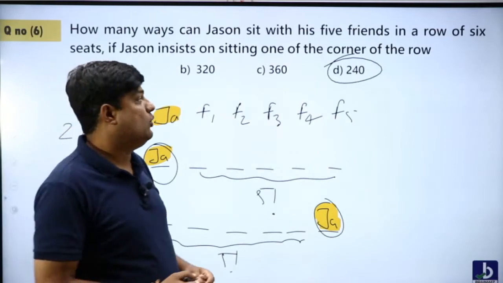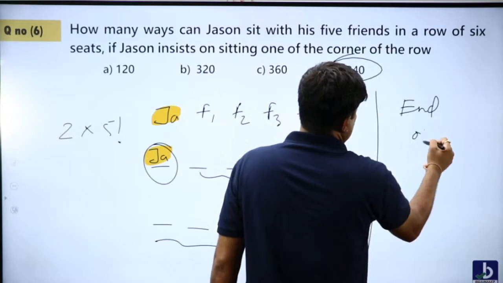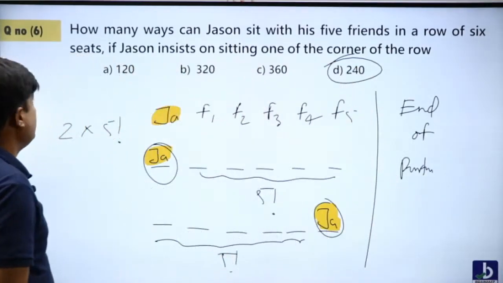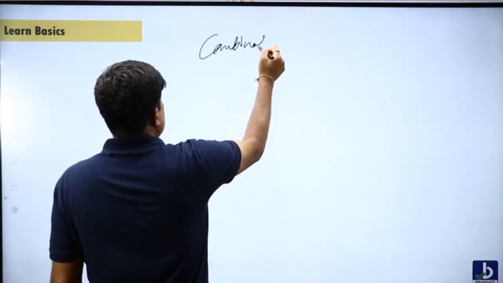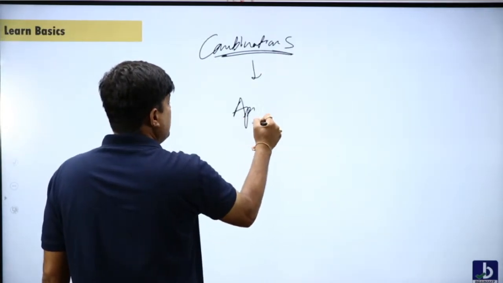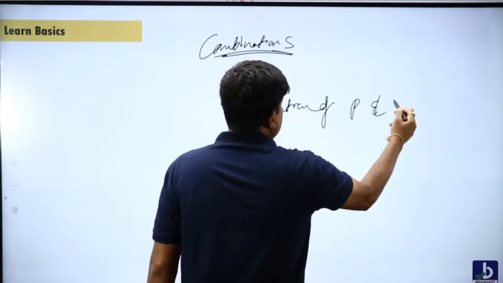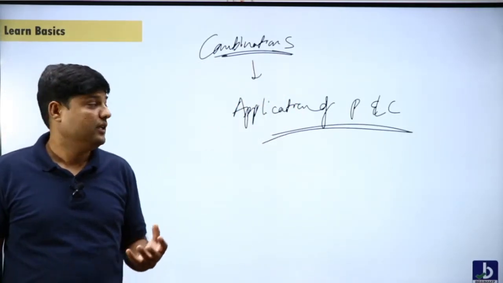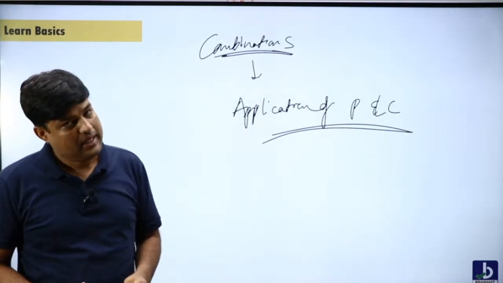Now, this is the end of permutation as of now. Yesterday we have done this. Tomorrow we will continue with the next concept called combinations. Along with that, we will do one more topic called application of PNC in different questions. Try to understand, students. Tomorrow we will learn one more concept, that is application of permutation and combinations in different questions. Are you understanding, everybody?